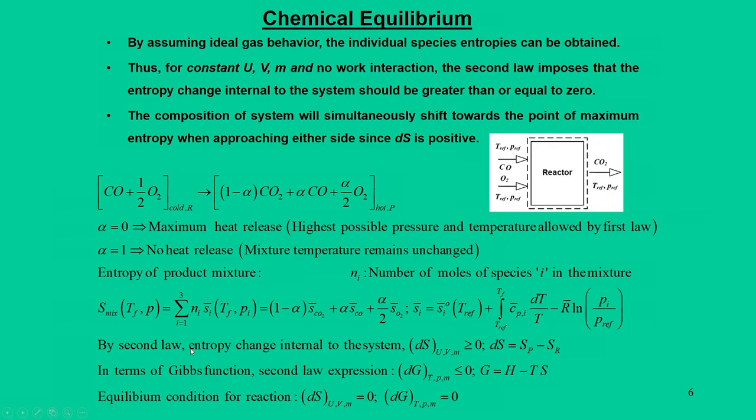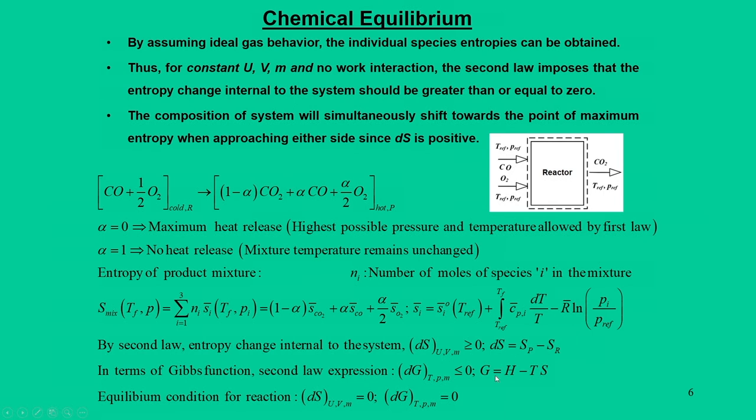What do we need to have? We need to find out the entropy. Now, what does the second law impose? When you calculate the entropy change internal to the system, for a fixed internal energy, volume and mass system, the second law imposes the condition that this change in entropy must be greater than or equal to 0. That means this dS is nothing but SP minus SR, and this condition needs to be satisfied.